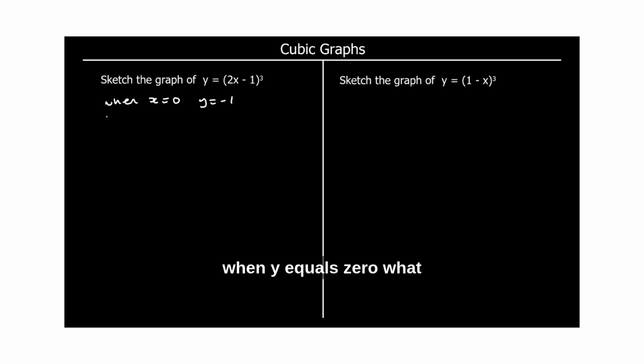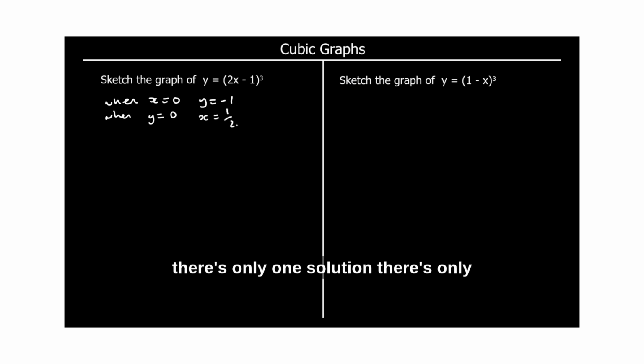And when y equals 0, what makes the bracket equal to 0? That's 1/2. So x is 1/2. There's only one solution. There's only one point where it's going to touch the x-axis.